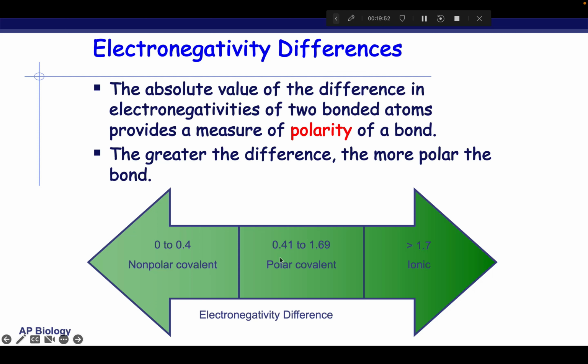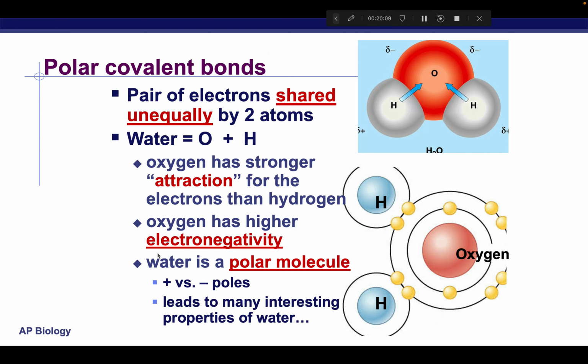So really, we're going to use this idea of difference in electronegativities to understand that it's not a yes or no. It's a spectrum of more polar or less polar. It's used for comparison. One of the things that we should be able to see now is that not just bonds, but whole molecules can be more polar or more nonpolar.